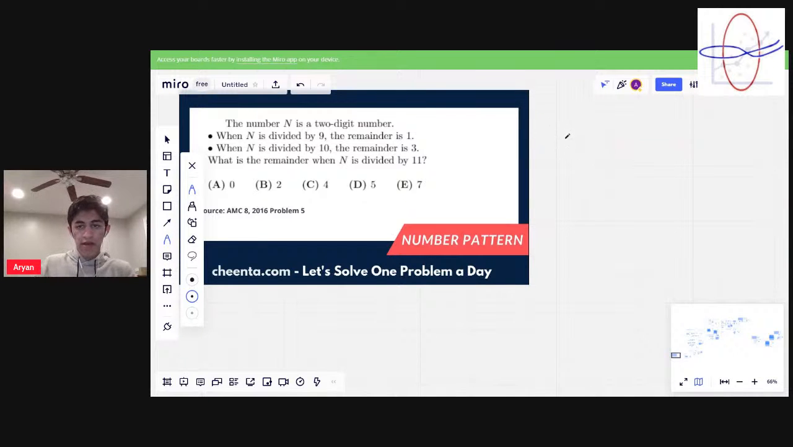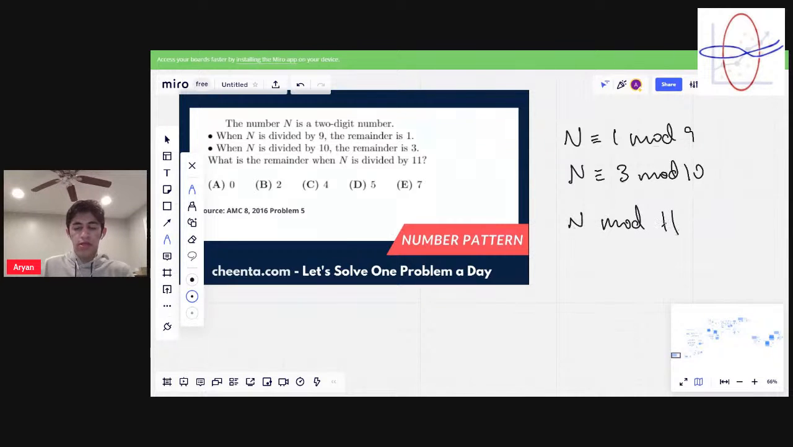So basically we have, and let's introduce this notation, n is congruent to 1 mod 9, right? It leaves a remainder of 1 when divided by 9. And it's also congruent to 3 mod 10. And we want to find n mod 11, right? This is just a more concise way of writing the information in the problem. So from our first two constraints, or our first two conditions, we can solve for n, and then just find the remainder when we divide n by 11.